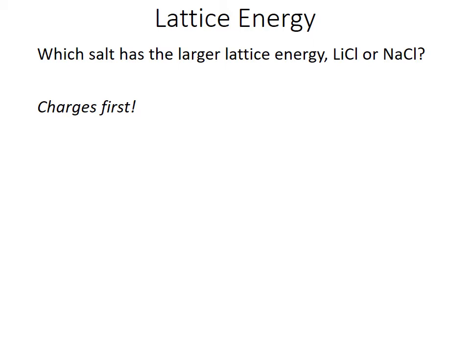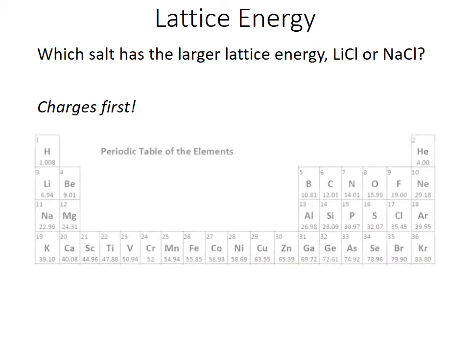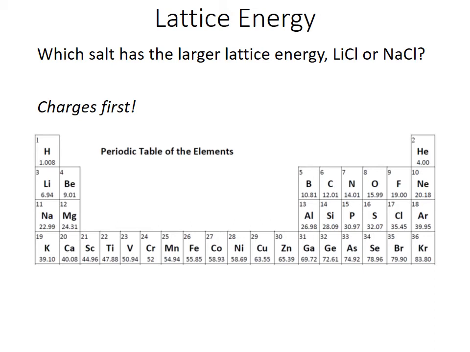Let's talk about a couple examples. Which salt has the larger lattice energy, lithium chloride or sodium chloride? Well, we need to look at the charges first. Here is an excerpt of the periodic table that you get on your exams. We can figure out what charges are going to be on these ions by looking at how far they have to jump, how many electrons they need to gain or lose in order to resemble a noble gas. Remember that noble gas electron configurations are full in their valence shells and therefore very stable.